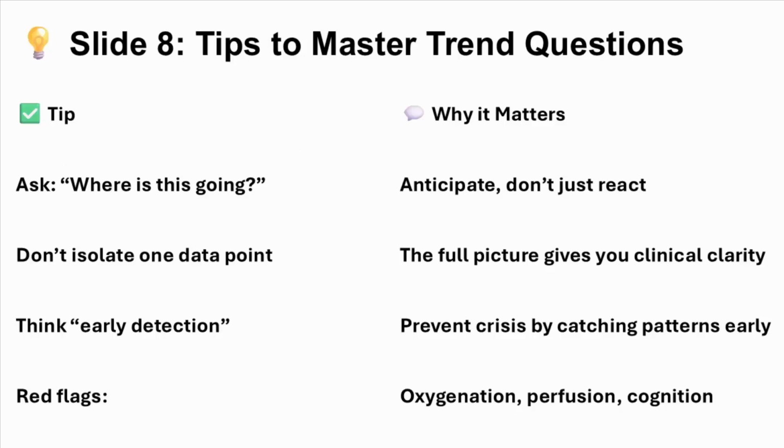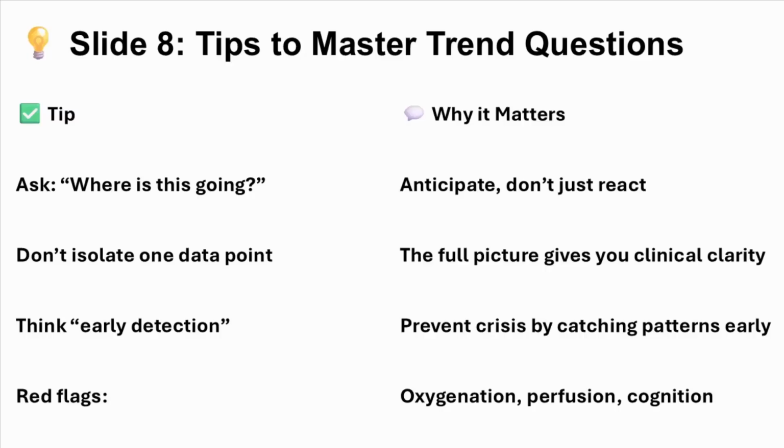Tips for tackling trend questions. Ask, where is this going? Not just, what is this now? Don't focus only on one vital sign. Look at the full picture. Consider whether the trend is getting better, worse, or plateauing. Always watch for changes in oxygenation, mental status, blood pressure, and perfusion. Those are the big red flags.